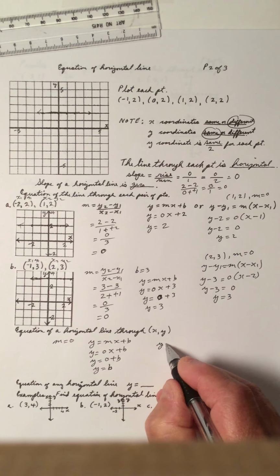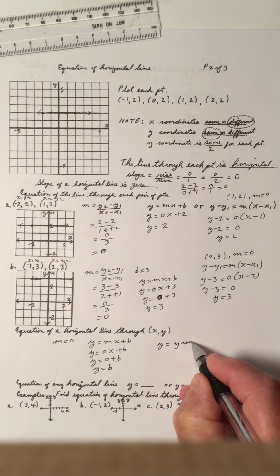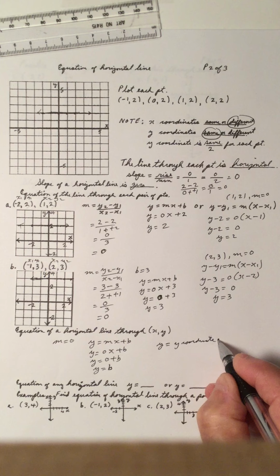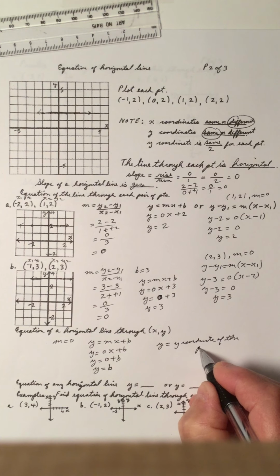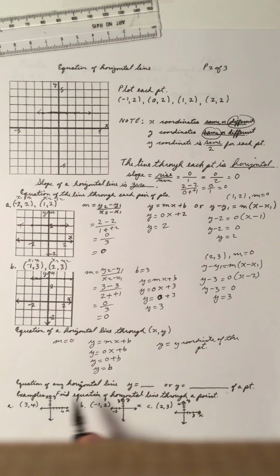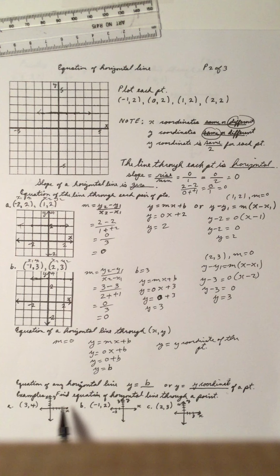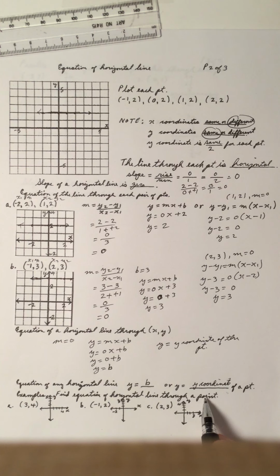Also keep in mind that the equation of a horizontal line is y equals the y coordinate of the point. It's the y coordinate of the point. Y equals b, or the y coordinate of the point. The equation of any horizontal line is y equals b, or y equals the y coordinate of the point. Examples. Find the equation of the horizontal line through a point.